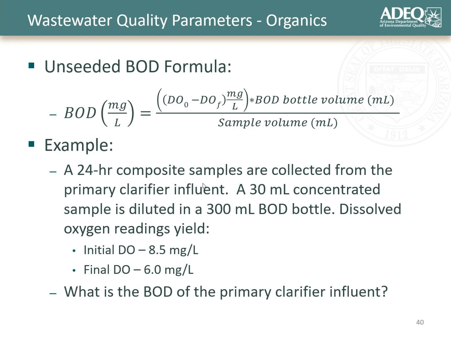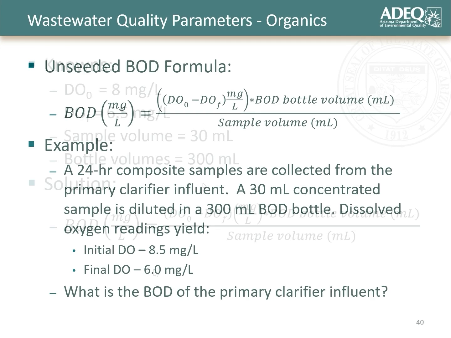In our example here, we've got a 24-hour composite sample in which you took 30 mLs of a concentrated sample, put it into a 300 mL BOD bottle, and then ran the test. The initial DO reading was 8.5 milligrams per liter, and the final DO reading was 6.0 milligrams per liter. The question is, what is the BOD of this sample? What is the final BOD concentration based upon this analysis?